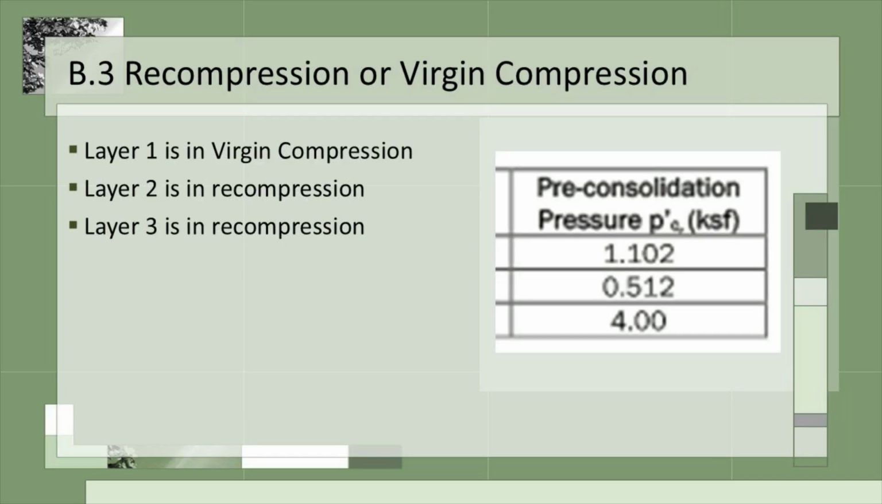Based on the stress distribution results from the footing load, layers 2 and 3 experience negligible additional stress. As a result, these layers remain in recompression under the applied footing loading. Layer 1, however, is significantly influenced by the footing stresses. The increase in effective stress within this layer exceeds the pre-consolidation pressure, placing layer 1 in virgin compression. Because of this, the primary consolidation settlement associated with the footing load must be evaluated for layer 1.